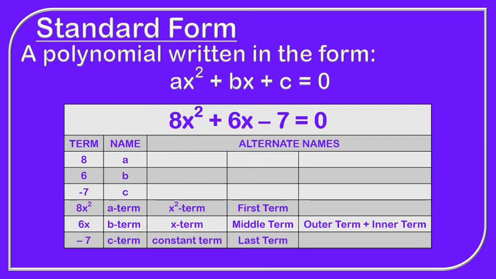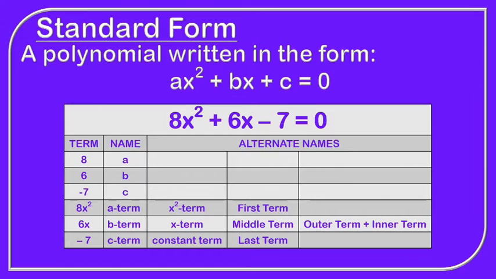The B term is 6. That's the number in front of the x. And the C term is the constant term. On this problem, the constant term is negative 7. So that's when we're talking about the coefficients, the numbers in front of the variables.